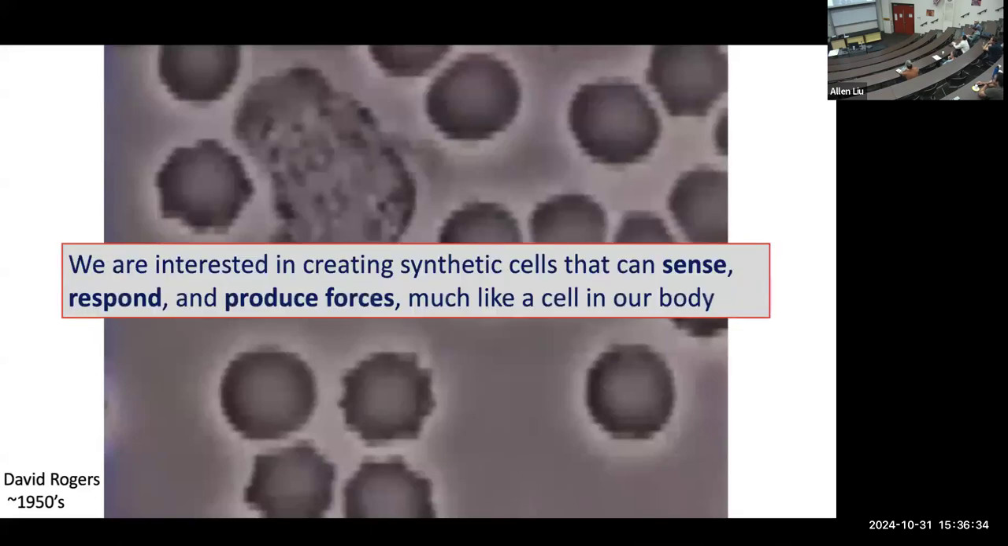So broadly speaking, I'm interested in understanding how a cell is able to generate force, sense force, and respond to those forces. And we do so by looking at single cells, collective cells, as well as building a cell-like system that can do this. And I call this synthetic cells. And you'll hear a little bit about this later on as well.